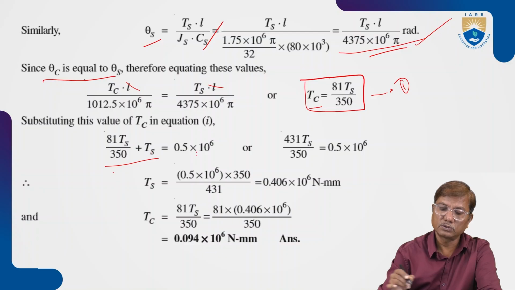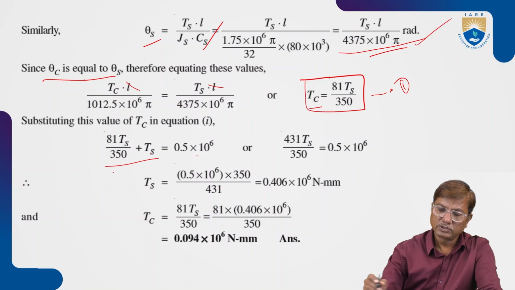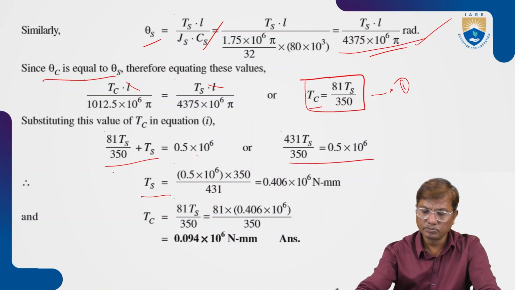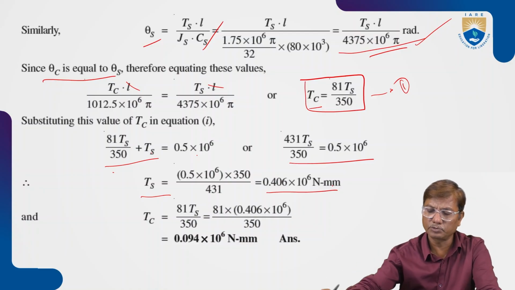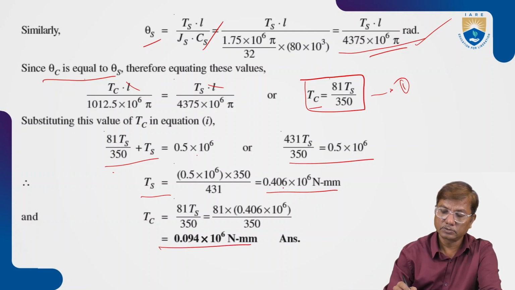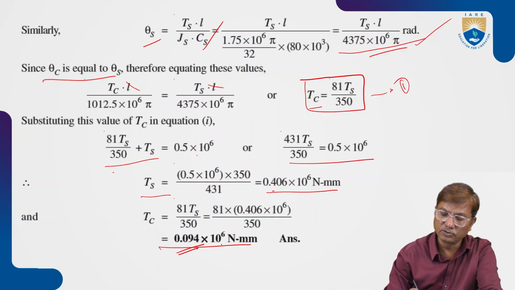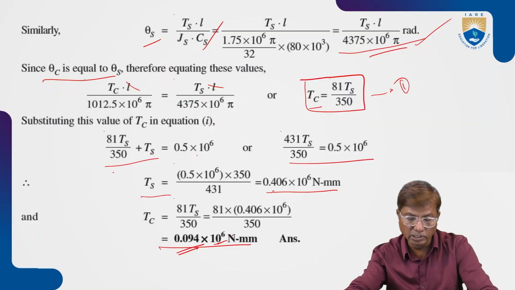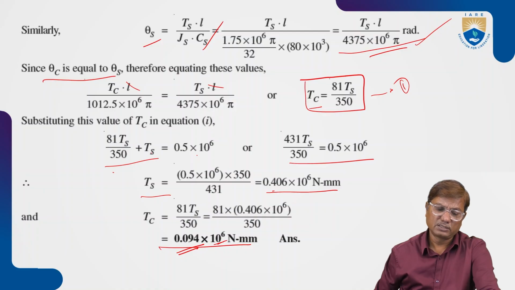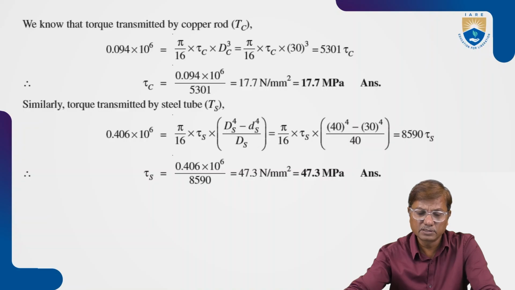TC plus TS equal to 0.5 into 10 power 6. So from this you will get torque transmitted by steel tube, which is 0.406 into 10 power 6 Newton millimeters, and TC is 0.5 minus 0.406, that is 0.094 into 10 power 6 Newton millimeters. So now we find the torques shared by each of these.